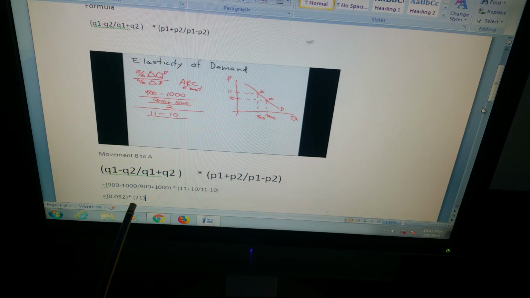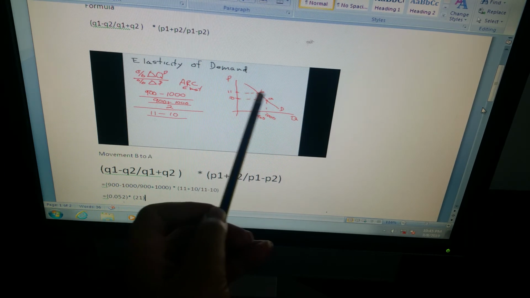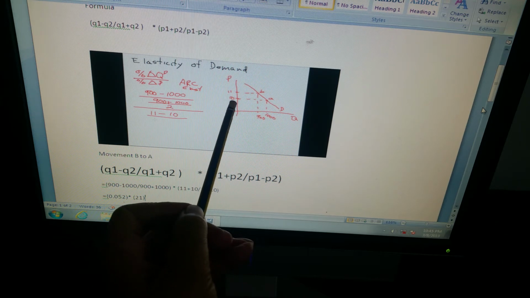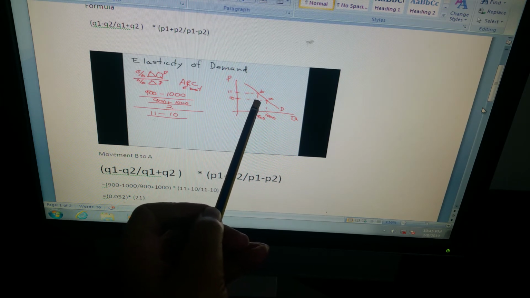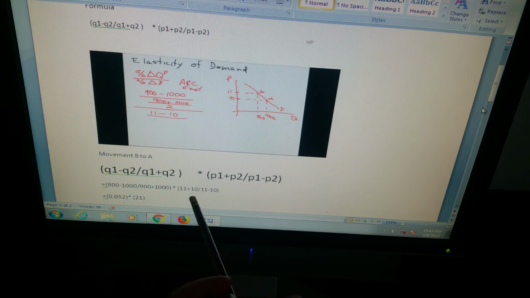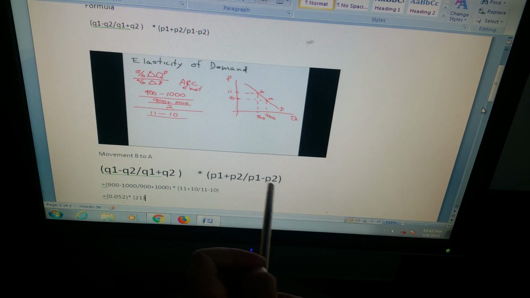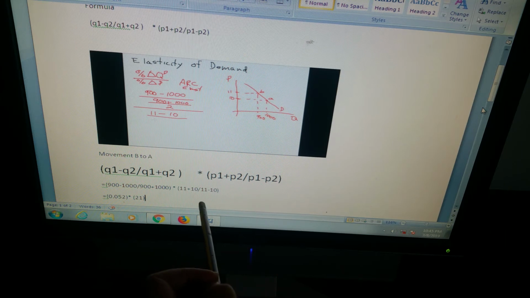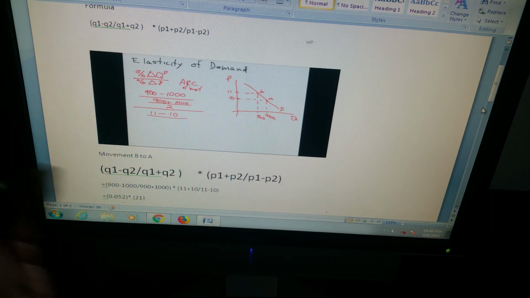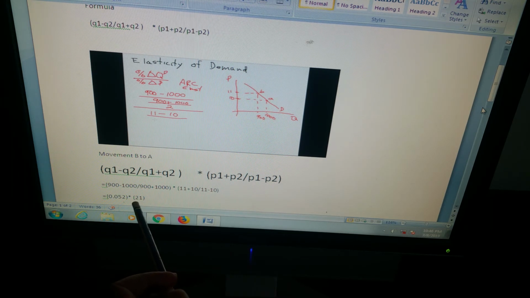0.052. Right? You multiply it by 21. Where do you get 21 from? Your starting point here. Now look at the price, now look at the y-axis. Your starting point at point B was 11, so P1 was 11. We add P2, which is 10, that makes it 21, and then we minus P2 from P1, so 11 minus 10. That is 1. So 21 divided by 1 is equal to 21.